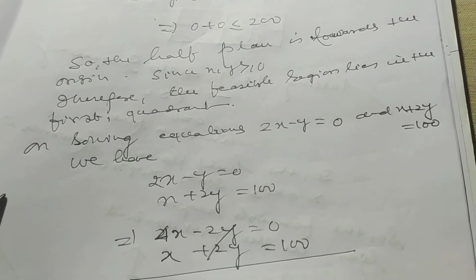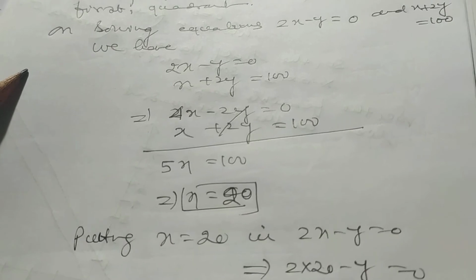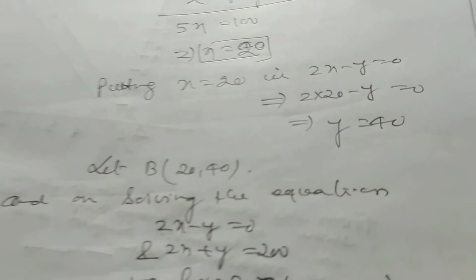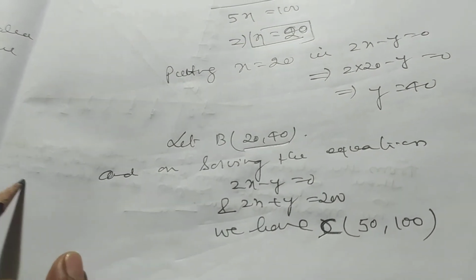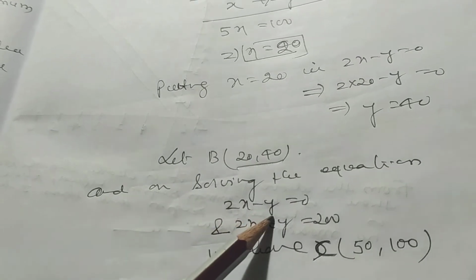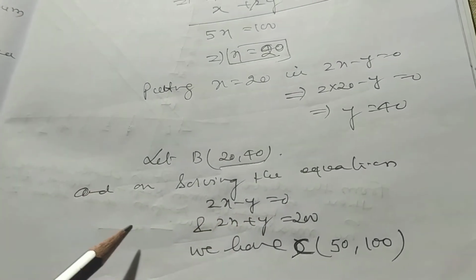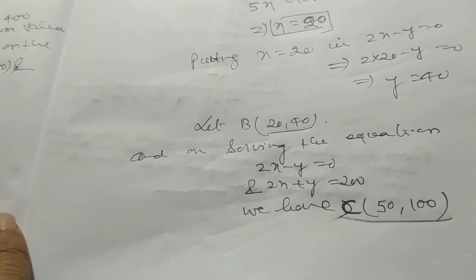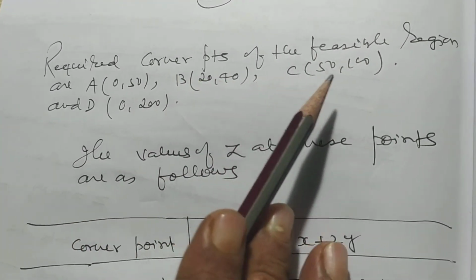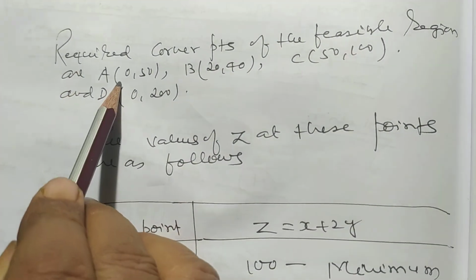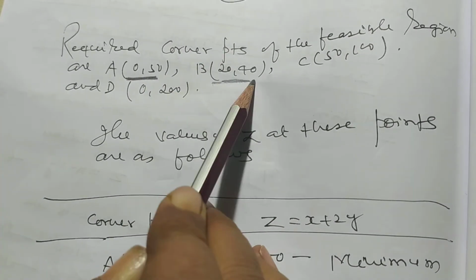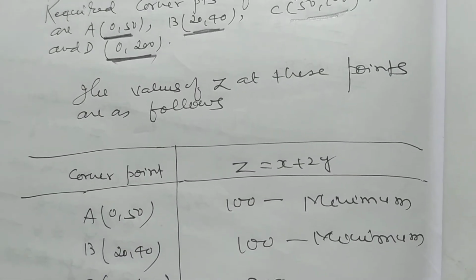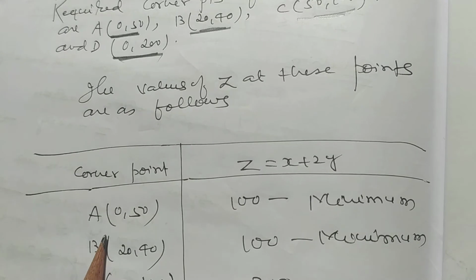On solving the equations 2x minus y is equal to 0 and x plus 2y is equal to 100, we have x is equal to 20 and y is equal to 40. So the coordinate of B is 20, 40. On solving the equations 2x minus y is equal to 0 and 2x plus y is equal to 200, the coordinate of C will be 50, 100. Now the required corner points of the feasible region are A 0, 50, B 20, 40, C 50, 100, and D 0, 200. So now what do you observe?